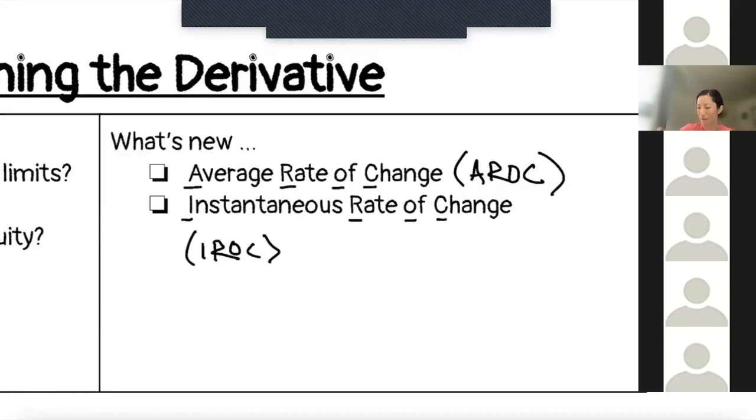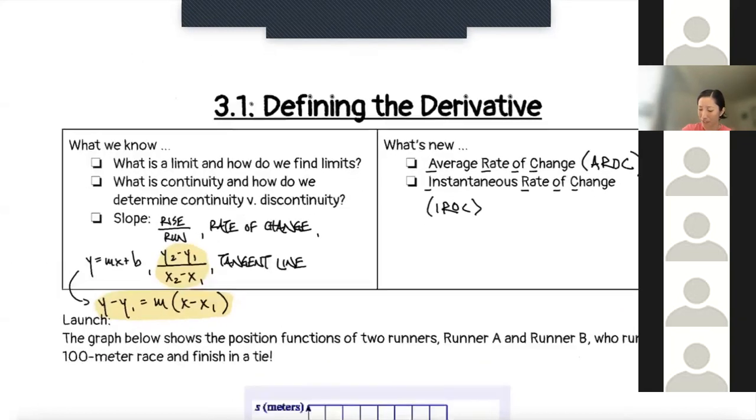Actually, I do know where that came from. I feel like a long time ago I was teaching and some students were like, can we just not write out the whole thing? And so we just started writing it as AROC and IROC. So there you go.